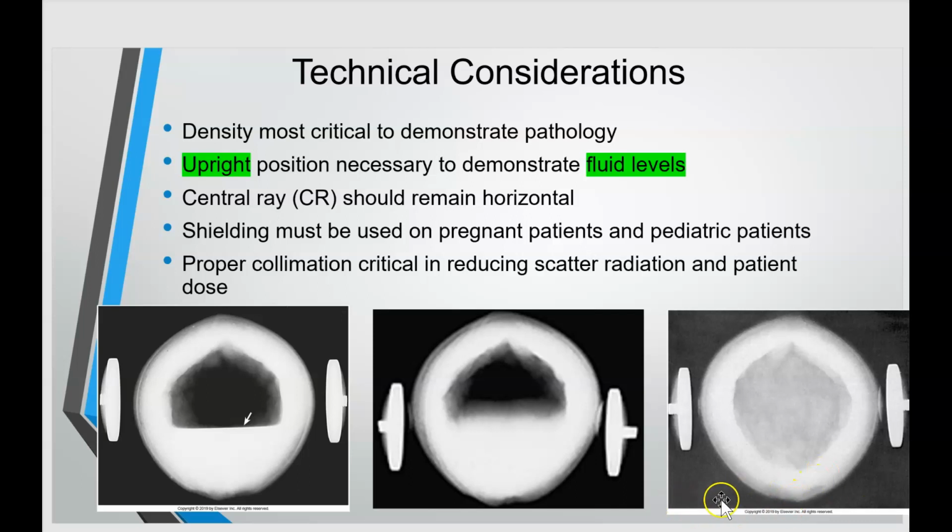Okay, this third image shows a supine image with a perpendicular central ray. So your air fluid levels are gone because they're no longer distinguished because this is not upright imaging. So therefore, it just shows you that it needs to be upright whenever possible. Your central ray is going to remain horizontal, not angled. You should always shield, okay? And then we're going to make sure you properly collimate your images. It's critical to reducing scatter radiation and to prevent excess patient dose.